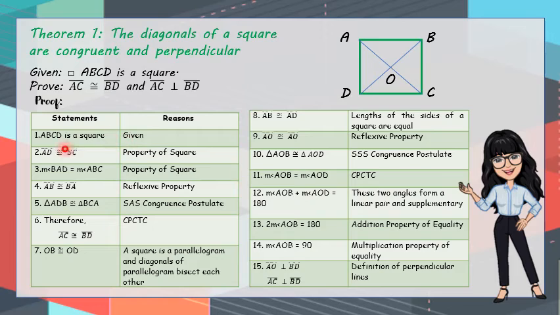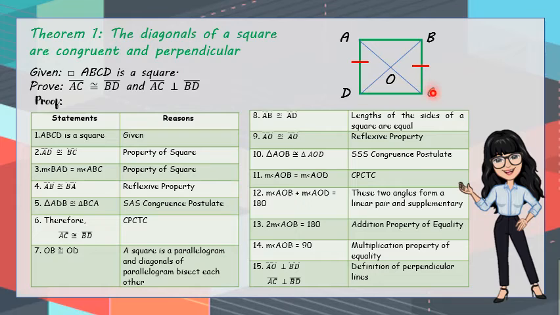So statements. First, we have the given: ABCD is a square. Now, given that ABCD is a square, then side or segment AD is congruent to BC. This one is AD, this one is BC. So AD is congruent to BC. So this side is congruent to this side. Remember, we are trying to prove here that the two diagonals are congruent.